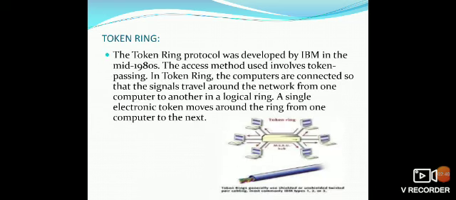Next, token ring. The token ring protocol was developed by IBM in the mid 1980s. The access method used involves token passing. In token ring, the computers are connected so that the signals travel around the network from one computer to another in a logical ring. A single electronic token moves around the ring from one computer to the next.